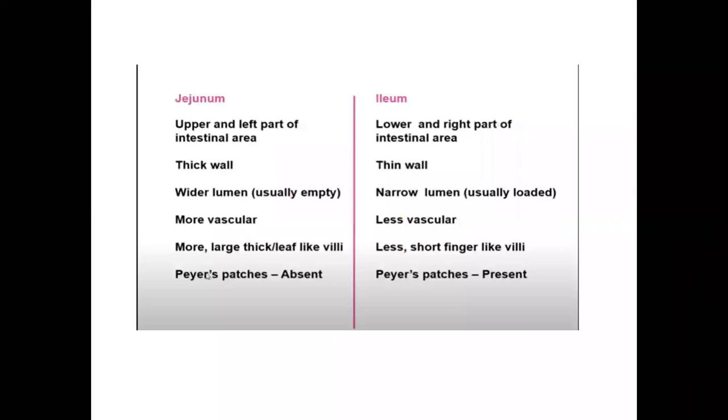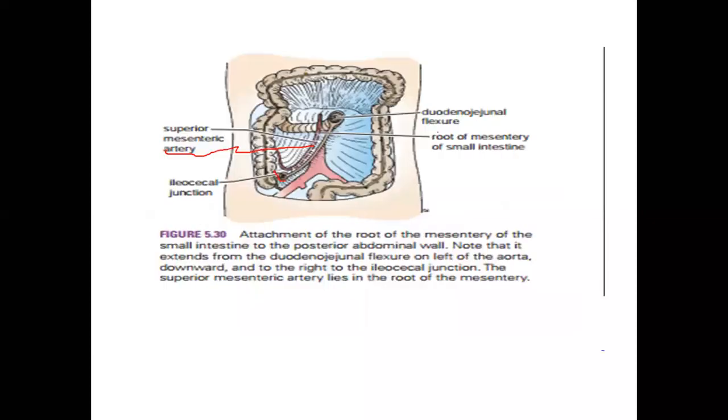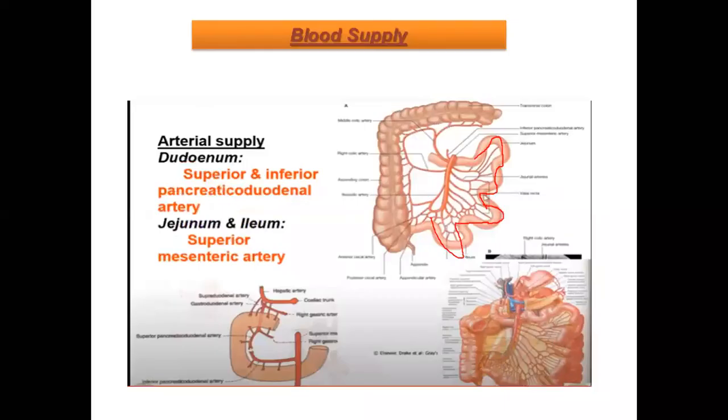Peyer's patches are absent in the jejunum. In the ileum they are present, and the jejunum is more vascular, and the ileum has less vascularity. Leaf-like villi are present in the jejunum, and finger-like small villi are present in the ileum. And then the blood supply: the blood supply of the duodenum is the superior and inferior pancreaticoduodenal arteries, and the blood supply of the jejunum and ileum is the superior mesenteric artery.